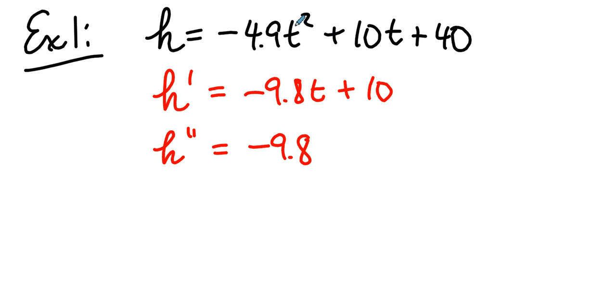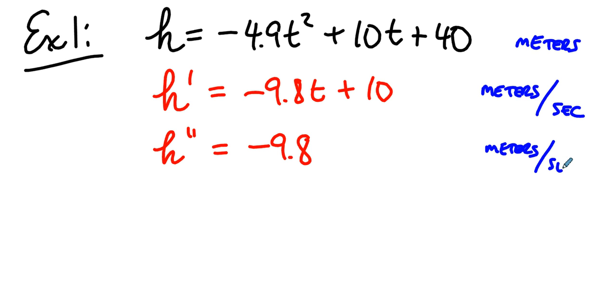Well, this is the height of a rock, and that's measured in maybe meters. So the derivative of that is measured in meters per unit of time, per second. And the derivative of the derivative is measured in meters per second squared, because h is measured in meters and t is measured in seconds. So we have ways to interpret the two derivatives.